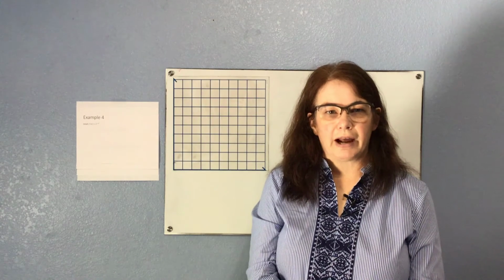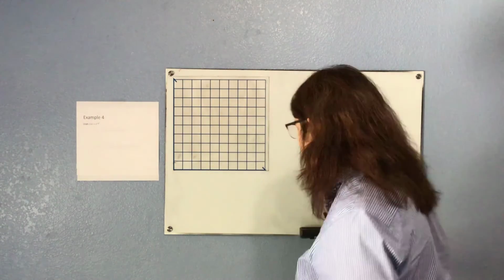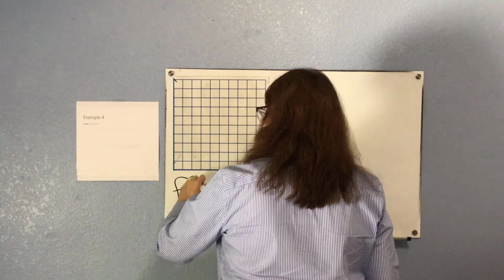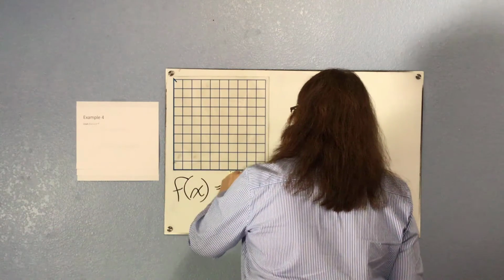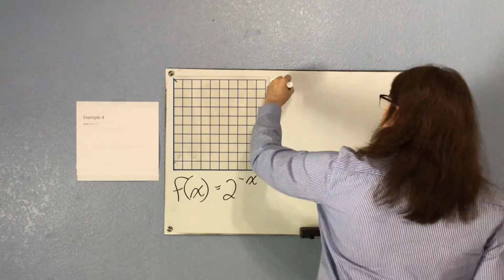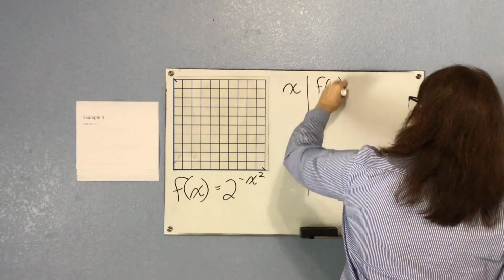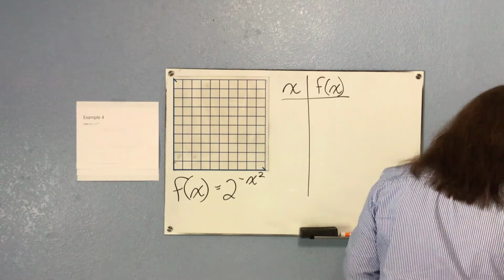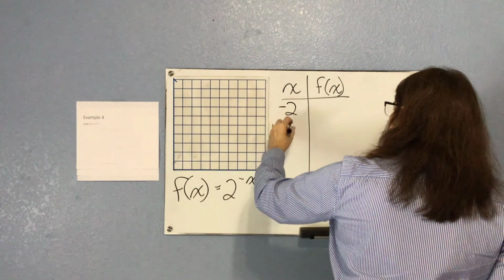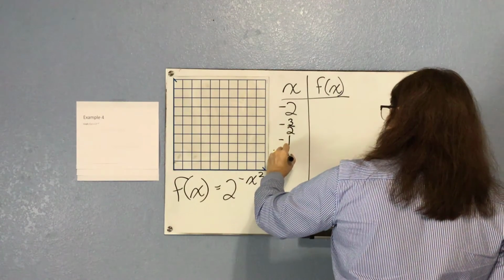What would happen to our graph if we chose a nonlinear expression for the exponent? Let's look at what we get when we have f of x equals 2 to the negative x squared. Once again, table of values. This time I'm going to start with negative 2 and go up by halves instead of by whole units.